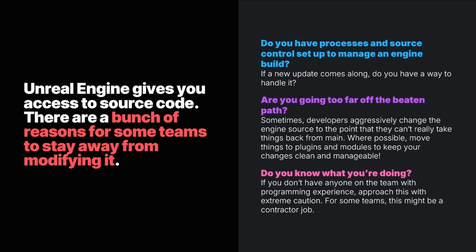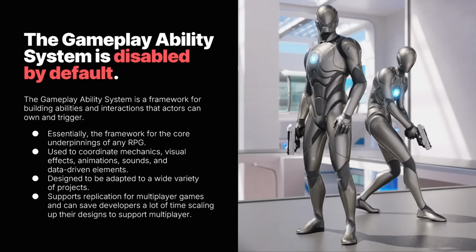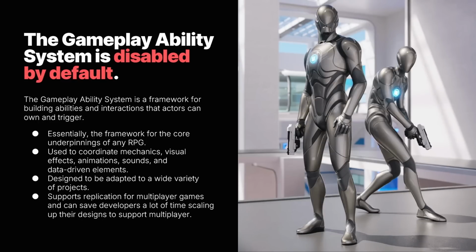If you don't have anyone on the team that's really comfortable with that, it might be a contractor job, but just be aware that when you pull more contractors in, you may need to have that contractor again helping you make the change. So I brought up the gameplay ability system before. GAS, as the cool kids call it, is disabled by default. I bring this up because there's a lot of features that are not on by default, so you don't necessarily know about them. Now, gameplay ability system is a framework for handling abilities, which is a really generic way to describe it. But think of it this way.